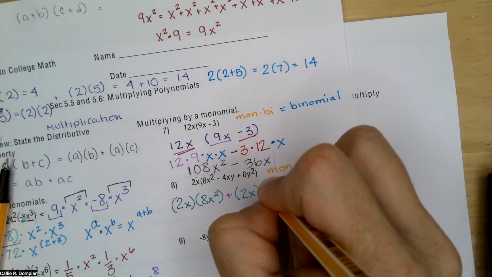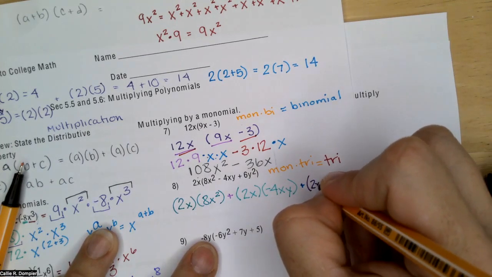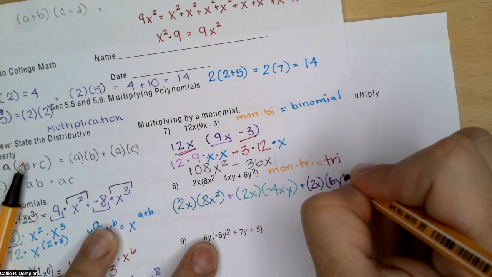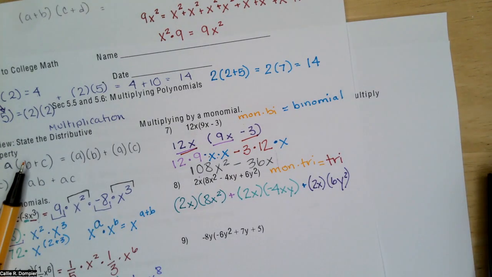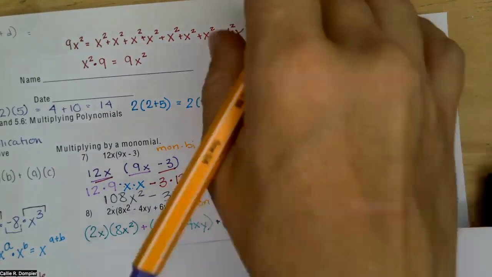2x times negative 4xy. You are also welcome to say minus and make that 4xy a positive. Depends on whether you would prefer to have a minus sign here and multiply two positives, or keep the plus sign here and multiply a negative and a positive, okay? Those would be the same. Plus 2x times 6y squared. Good? Okay. I'm going to run out of space, so switch over to here.